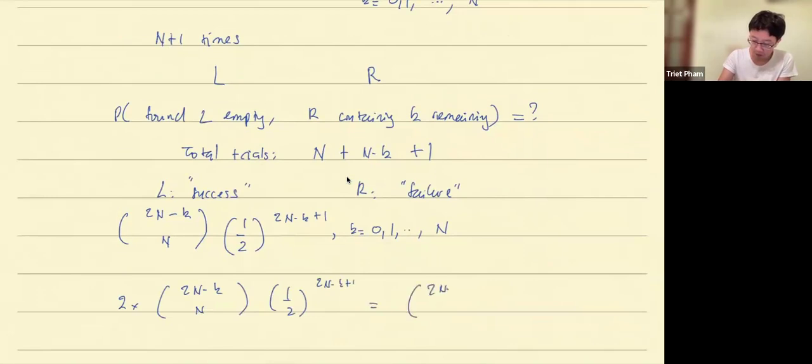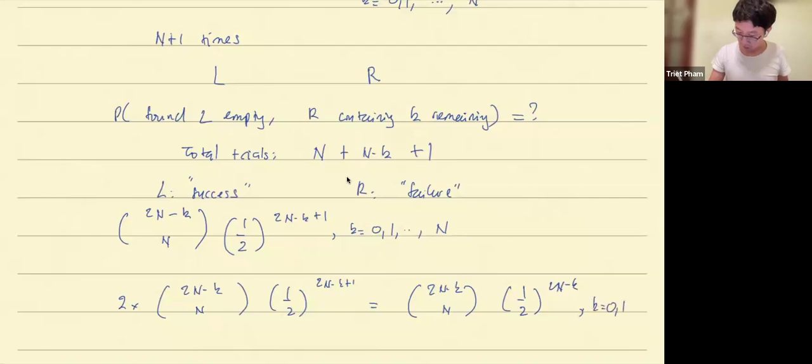Which is really 2n minus k, 1/2 raised to 2n minus k. Any question? So that's the classical Banach matching problem, right?